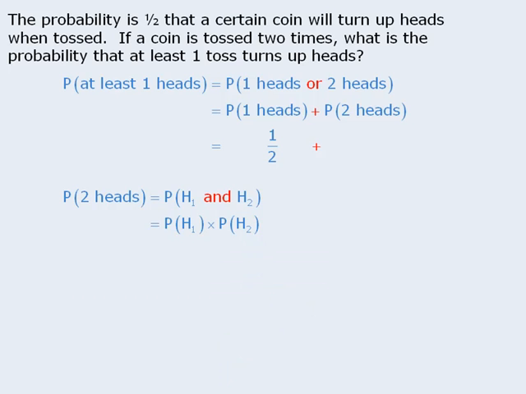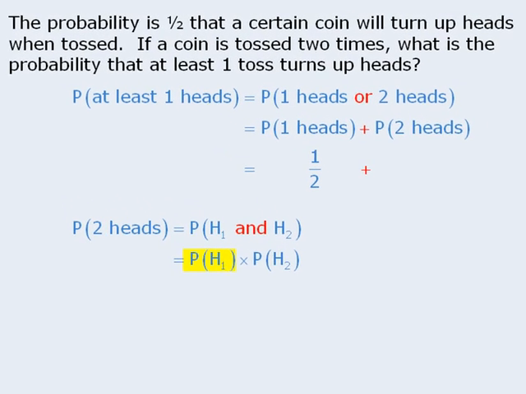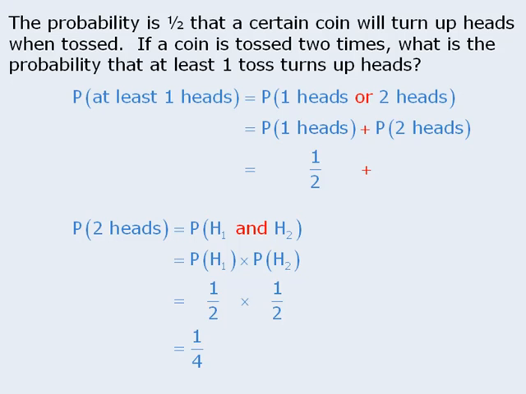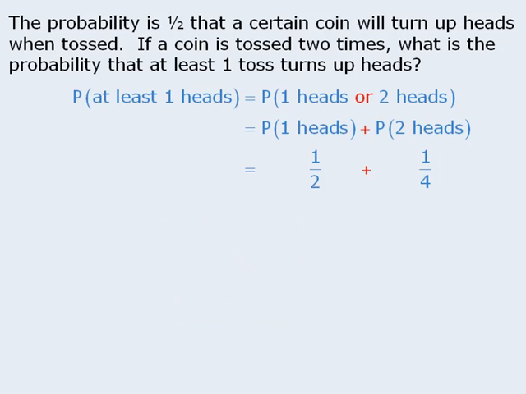Now that we have broken the probability into its basic components, we can evaluate the individual probabilities. The probability of getting heads on the first toss is 1/2, and the probability of getting heads on the second toss is 1/2. The product is 1/4, so the probability is 1/4 that both tosses turn up heads. When we add this to our calculations, we get the final sum of 3/4. So the probability is 3/4 that at least one toss turns up heads.